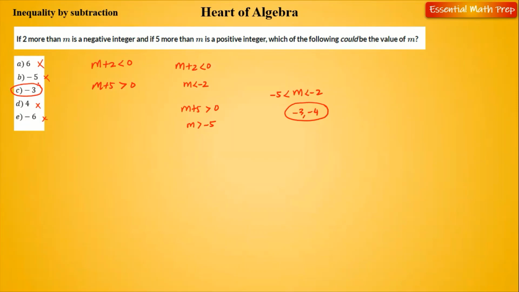Now let's substitute negative 3 and verify these expressions are true. If you substitute, negative 3 plus 2, yes, it is less than 0. Similarly, negative 3 plus 5 is greater than 0, because negative 1 is less than 0, and 2 is greater than 0. So we know that our expressions work.